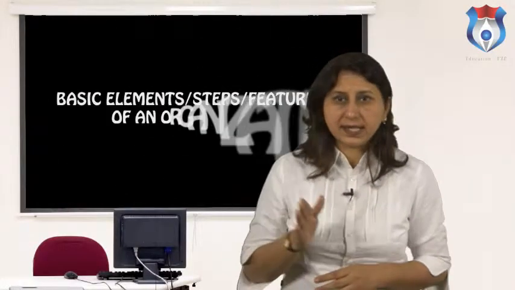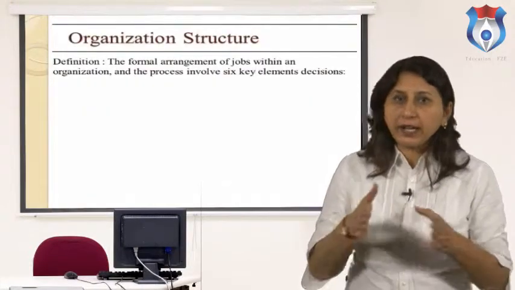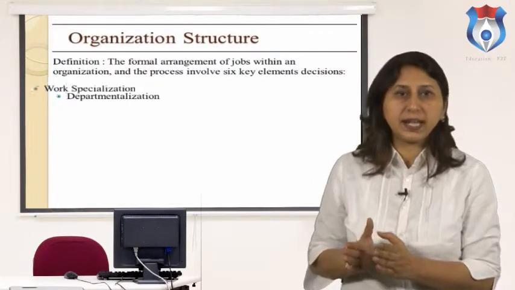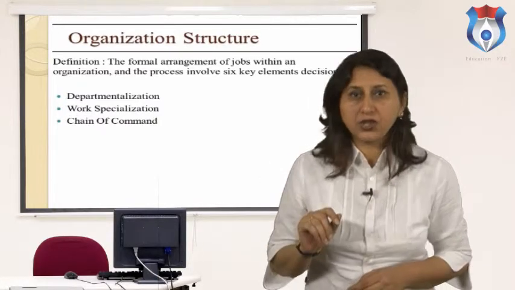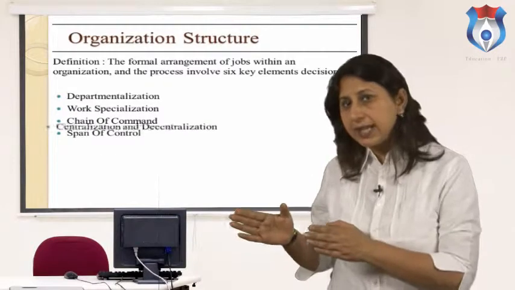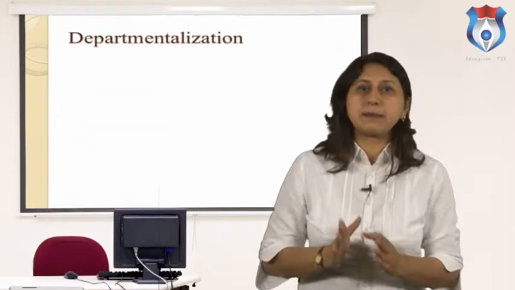Basic elements, steps, features of an organization. The formal arrangement of jobs within an organization and the process involves 6 key elements decisions: departmentalization, work specialization, chain of control, centralization and decentralization, formalization.